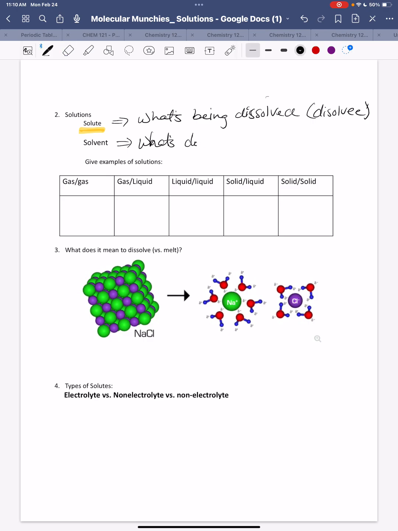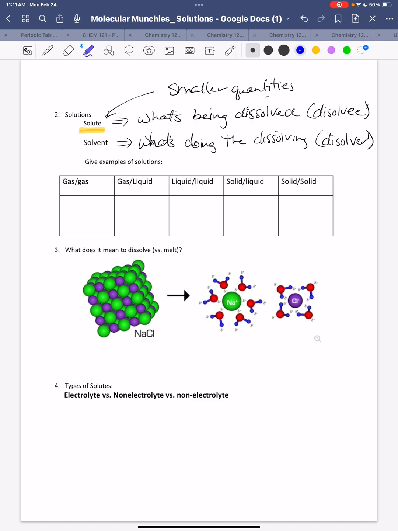What's doing the dissolving? Okay, so this might be the dissolver, to kind of put it in those terms. So what we like to think about is, generally speaking, the solute is in smaller quantities. And often we use the word universal solvent for water. It's not always water, but water is often the solvent. And for most situations, in biology, in chemistry, or in nutrition, water is our solvent.